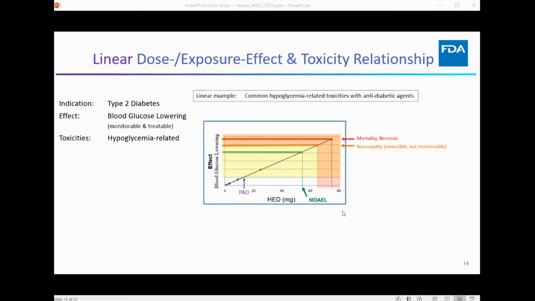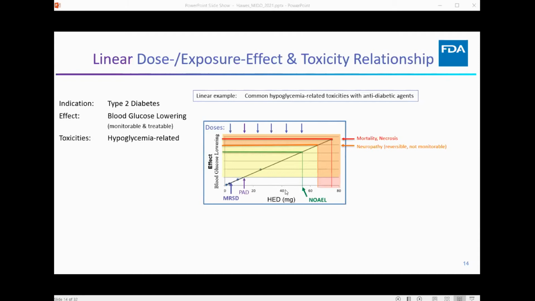The green line represents the NOAEL for this drug. And based on the FDA 2005 guidance for estimating MRHD for first-in-human trials, the MRHD would be set at a dose 1/10 the NOAEL and fall well below the PAD for this scenario.